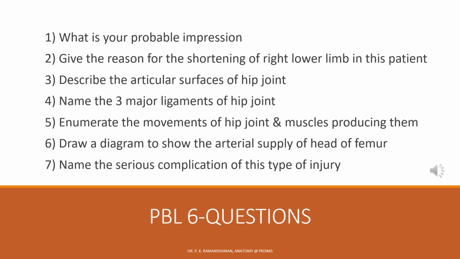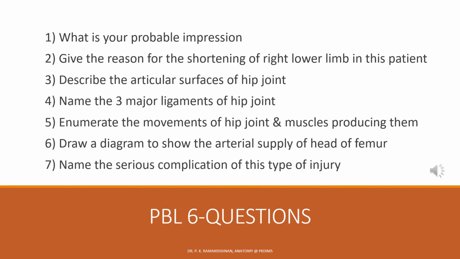Coming to questions of PBL 6, first you have to give your most probable impression in the above patient. Then you have to give the anatomical reason for the shortening of right lower limb in this patient. The rest of the questions are related to hip joint. You have to name and describe the articular surfaces of the hip joint. You have to name the 3 major ligaments of hip joint. You have to enumerate the movements taking place in the hip joint along with the muscles producing these movements.